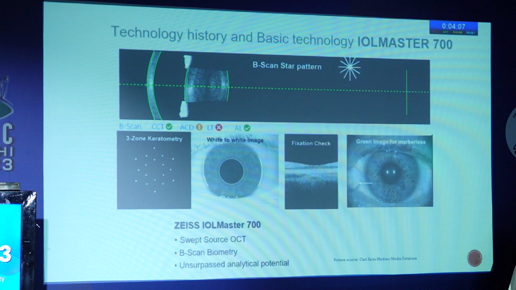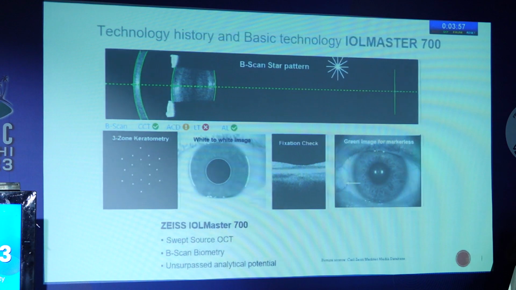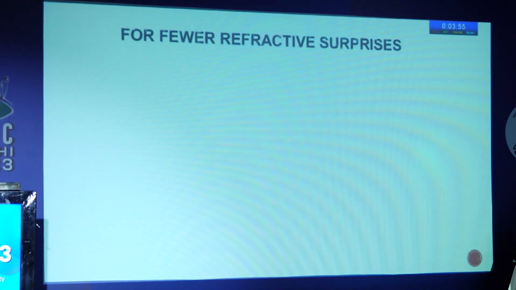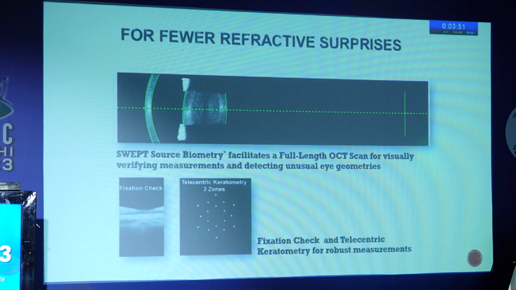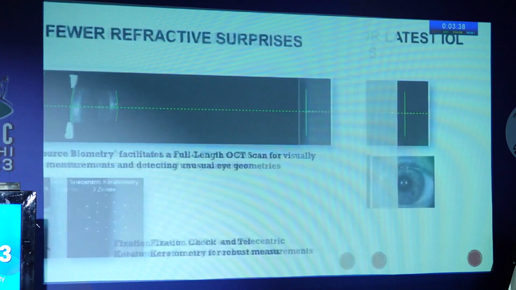Regarding the basic technology, it has a B-scan star pattern, and it is a swept source type of OCT, B-scan biometry, and unsurpassed analytical potential. So it leads to fewer refractive surprises because the swept source biometry facilitates a full-length OCT scan for visually verifying measurements and detecting unusual eye geometries. The fixation check and telecentric keratometry give robust measurements.